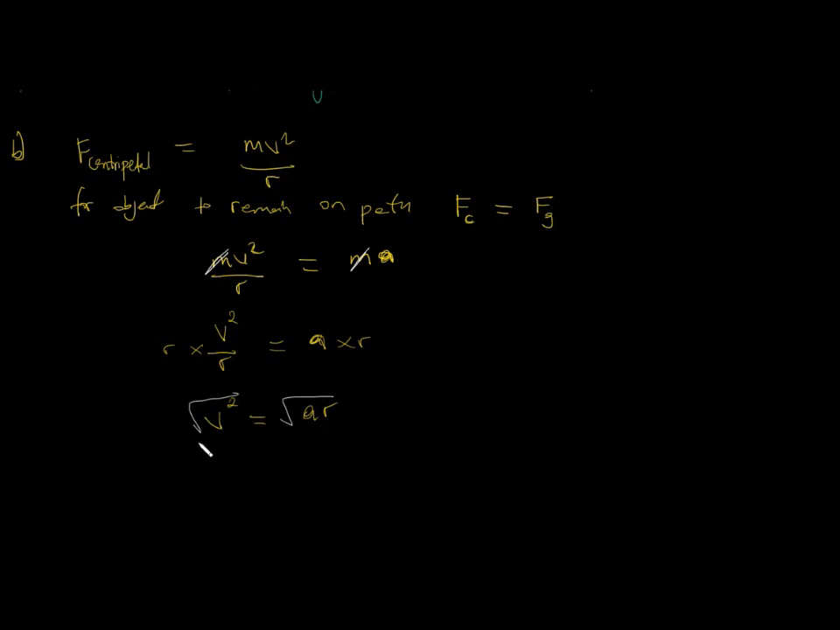Then we write that v is equal to the square root of a, which is 10 meters per second squared, and our radius is 0.25 meters.